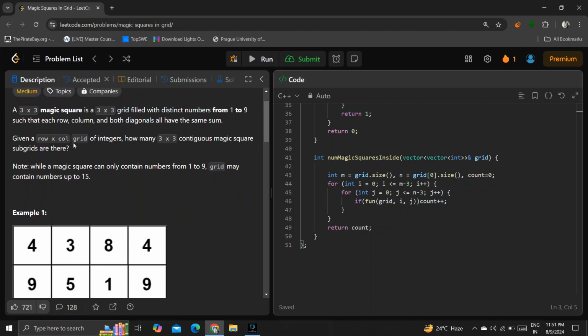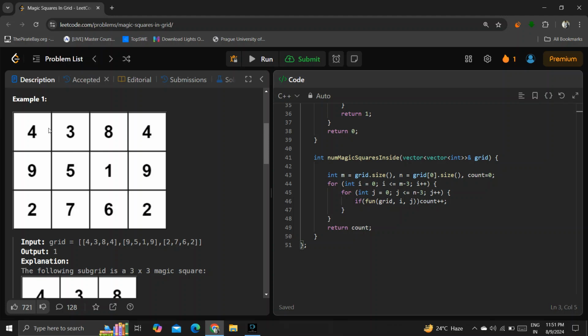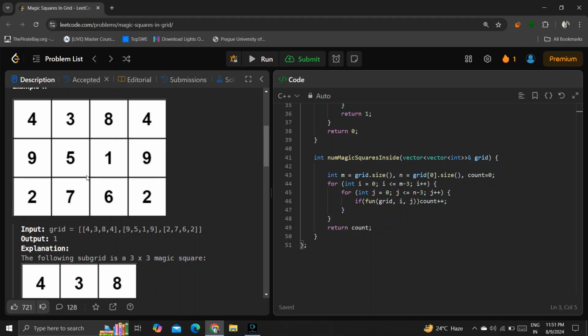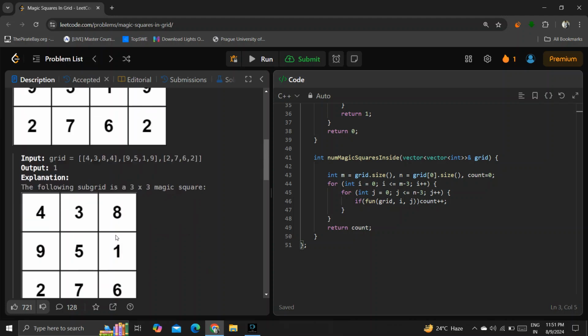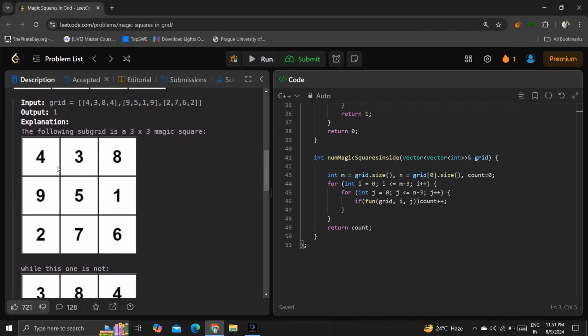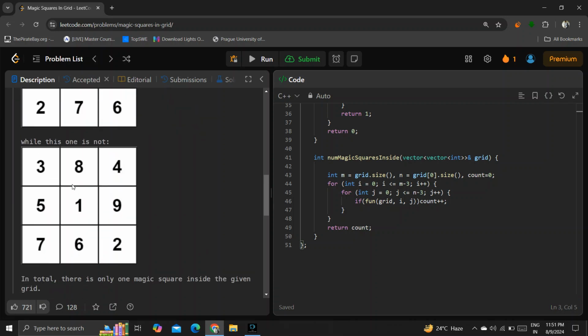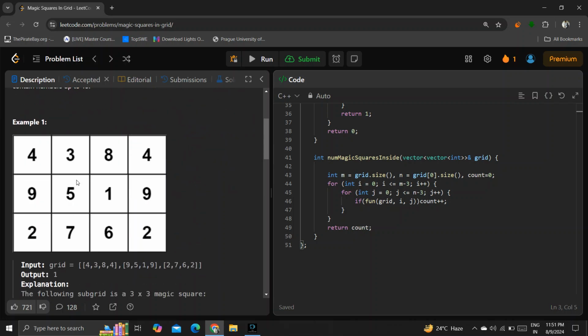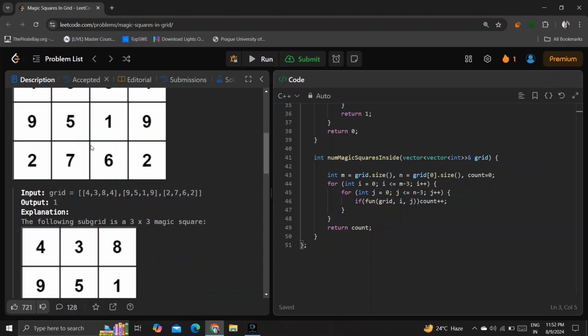So basically, what is a magic square? Suppose this is our magic grid, then the sum of all the rows, basically the first row, second row, and third row, first column, second column, and third column, and the diagonal elements are the same. Okay. So in this case, you can see this is our first 3 cross 3 grid and this is our second 3 cross 3 grid, right? Like the first one is this one and the second one is this one.